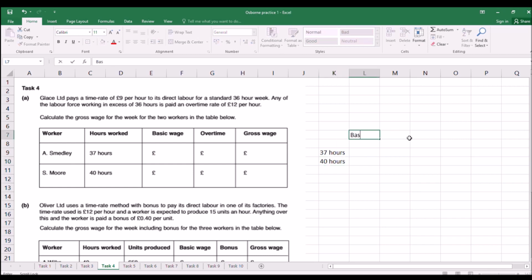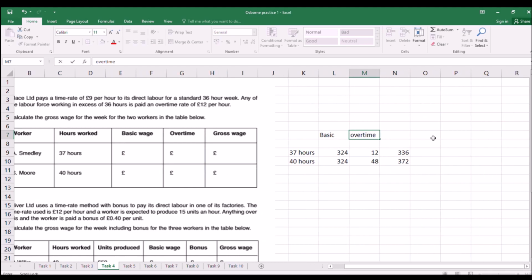The basic is going to be, we've got 36 hours for each of them, times by £9 an hour. So that's the 324 in both. The overtime then is 1 hour, this first one, isn't it? 37 minus 36, times by the £12 an hour. For the other one, the 40 hours, it's going to be 4 hours, times by 12. And then the gross is going to be those figures added together. So there's our basic, there's our overtime, and there's our gross. Okay.